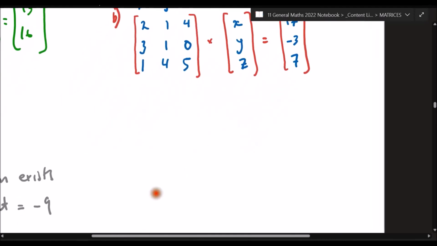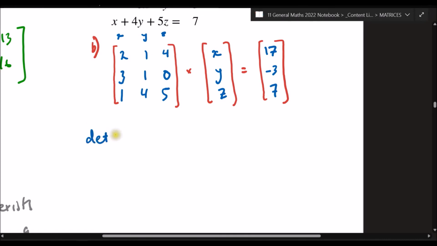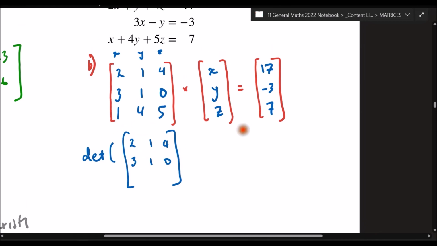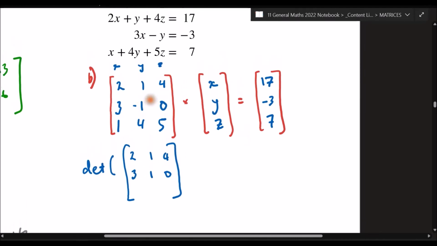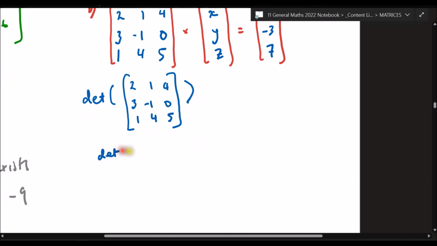Okay, so all you're doing, again, is finding the determinant of this. Now, because we haven't really given you lessons on how to find the determinant of a 3 by 3 matrix, all you got to do in your calculator is literally type DET 2, 1, 4, 3, -1, 0, and then 1, 4, and 5. Find the determinant of that in our calculator.